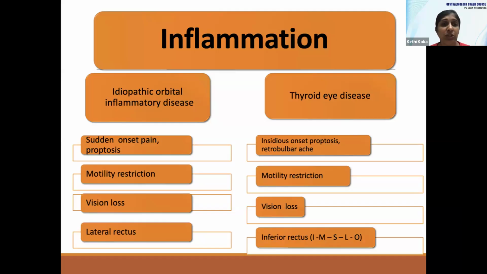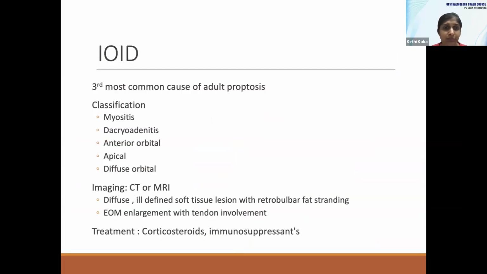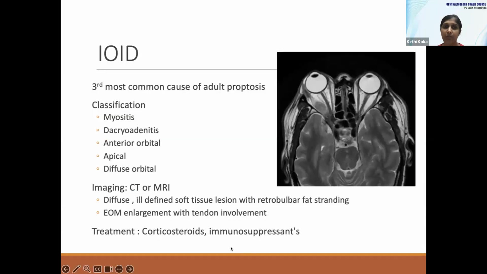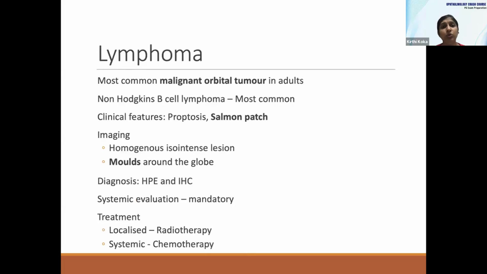Also, another important differentiating feature: in thyroid eye disease, you'll have only the muscle belly involved, whereas in idiopathic orbital inflammation, you'll have both the muscle belly and the tendon involved on imaging. So like I said, for IOID, you need to know the classification. Imaging findings, I just told you there'll be tendon involvement, and treatment is going to be steroids and immunosuppressants. Next, come to lymphoma.